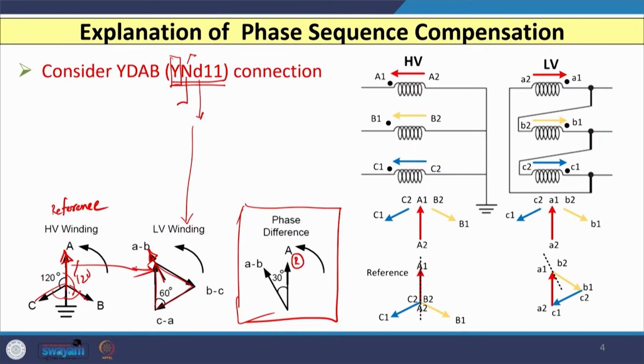So, if I consider the HV winding as the star winding, that is star N, we have considered here the HV winding in 3 phase form, that is star connected, and the neutral of this is grounded, you can see here. And if I consider the phasor with specific dots, then you can see I have shown the phasor from A2 to A1, B2 to B1 and C2 to C1. So, you can see that all these 3 points A2, B2 and C2 are connected at the same point.